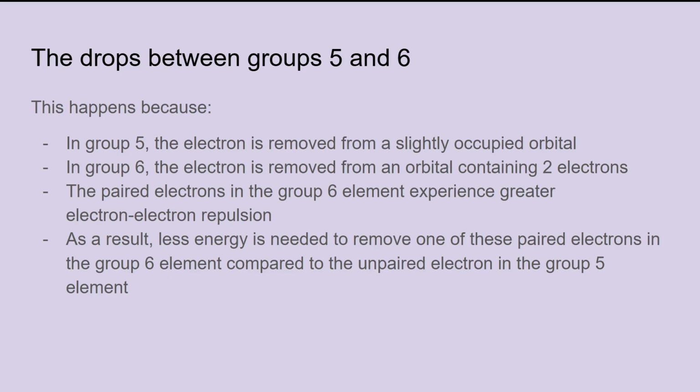So now I'm going to talk about the drop between group 5 and 6. And this happens because in group 5, the electron is removed from a singly occupied orbital. And in group 6, the electron is removed from an orbital containing 2 electrons. And the paired electrons in the group 6 element experience greater electron-electron repulsion. And as a result, less energy is needed to remove one of these paired electrons in the group 6 element compared to the unpaired electron in the group 5 element, because the unpaired electron is not being repelled.